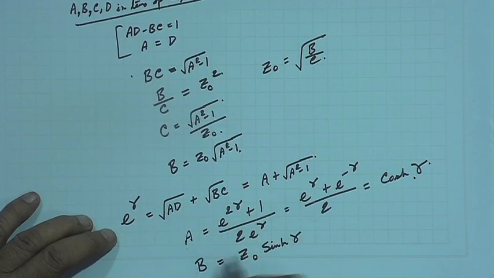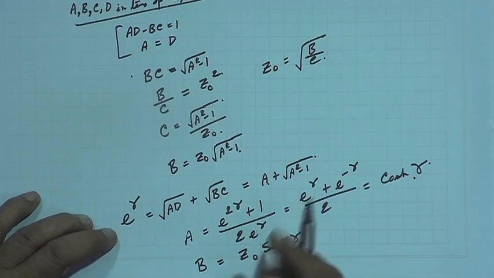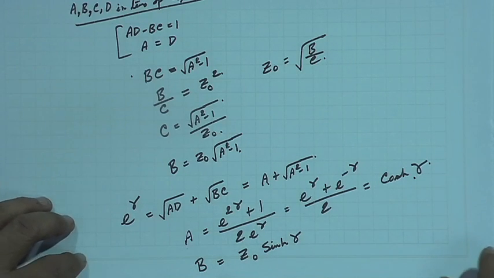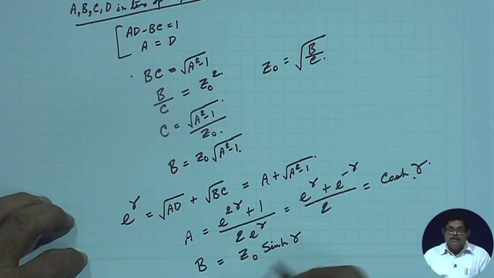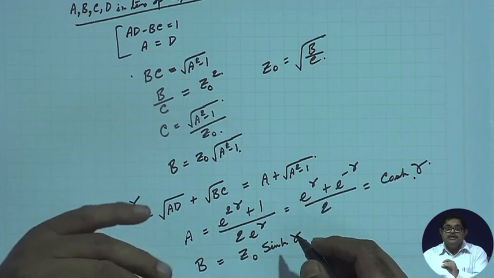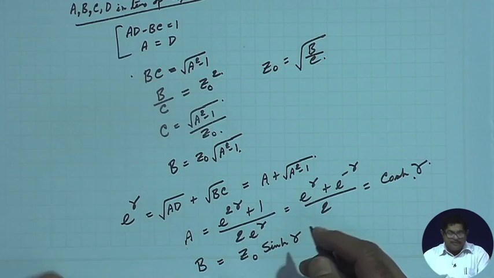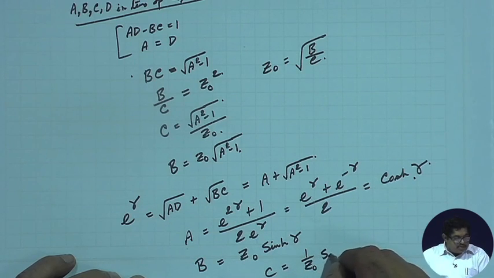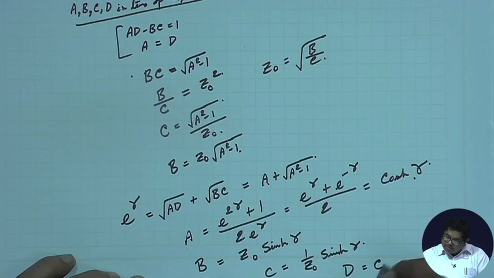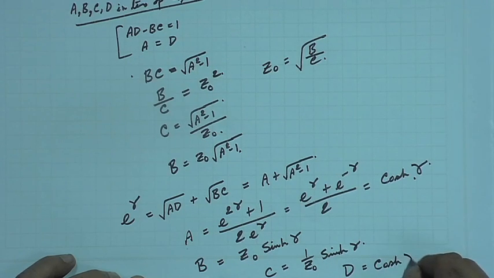Please all of you do these exercises. I am just writing, you cannot memorize all these things, but I am telling you the way. So, please do these manipulations. It requires a bit of familiarity with hyperbolic functions, and C is equal to 1 by Z0 sin hyperbolic gamma and D is equal to cos hyperbolic gamma.